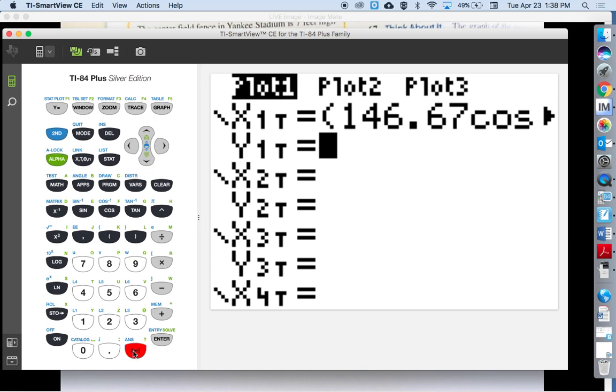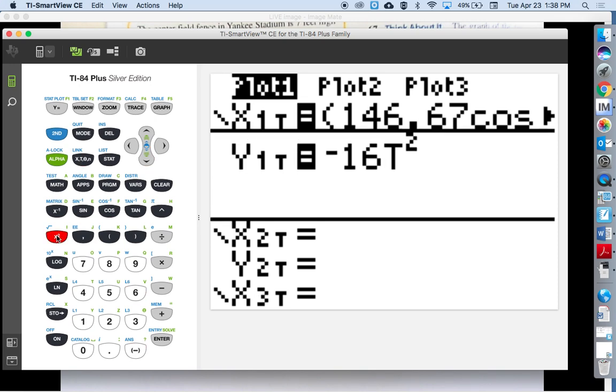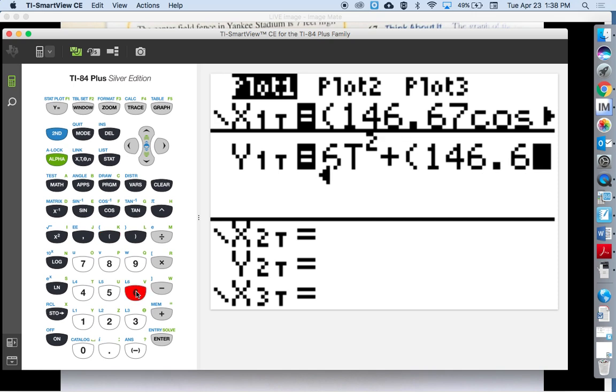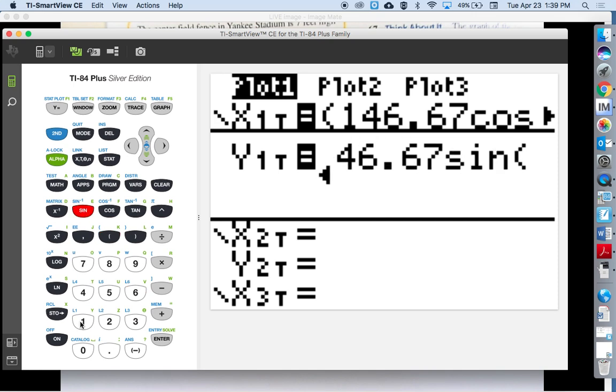The next one is negative 16t squared plus 1, how about parenthesis first, and then 146.67 sine, the angle is 15 degrees, parenthesis, t, and then plus 3. So if you have it written down in your paper, make sure you have parentheses around all that stuff that gets multiplied. So the angle with the sine or cosine and the velocity.